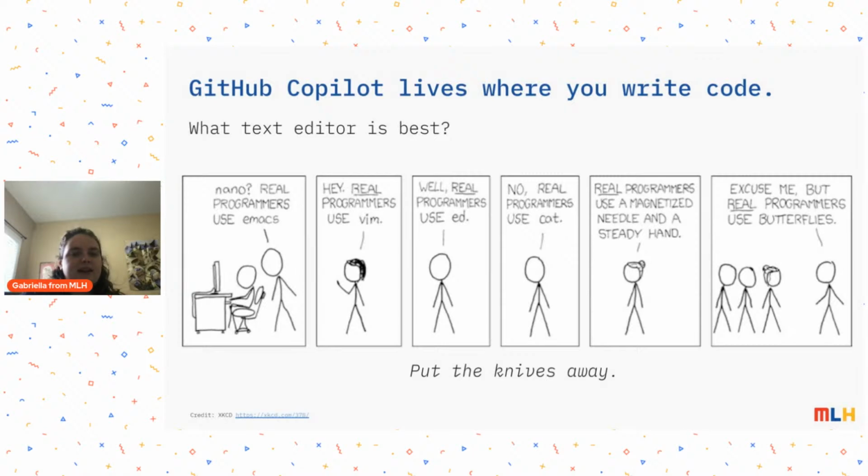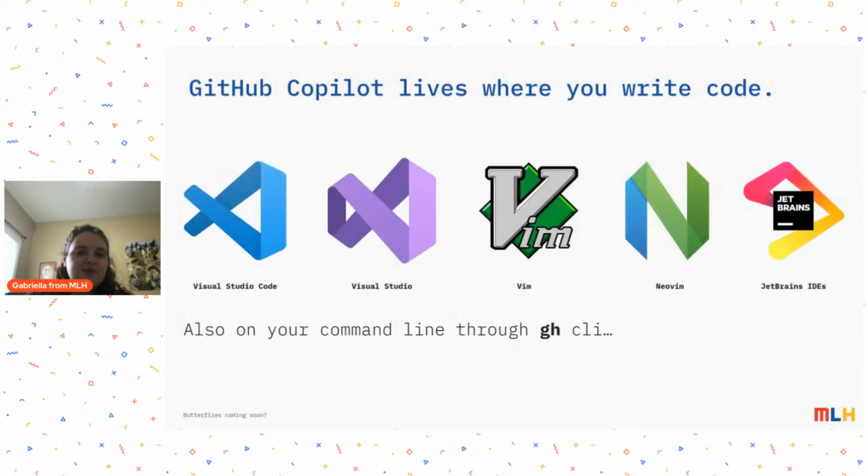So GitHub Copilot is different essentially because it lives where you write code. This is a comic strip joke about what kind of IDE or code editor real programmers use. Everyone has their opinions. You don't need to hash out the debate in the chat because we'll be using VS Code for this particular tutorial, but you can integrate GitHub Copilot wherever you write code.